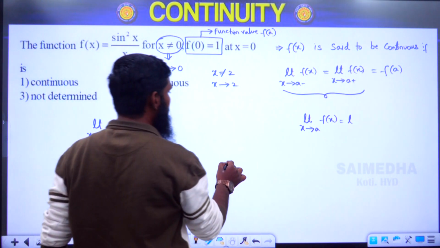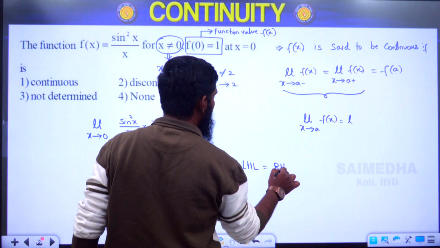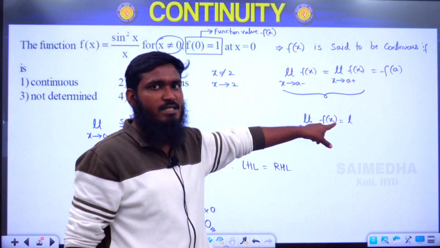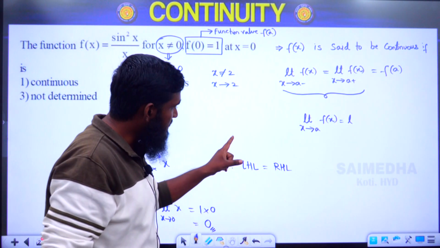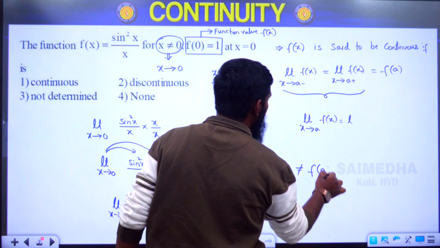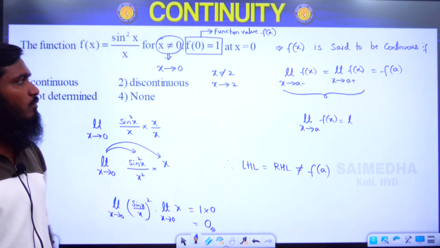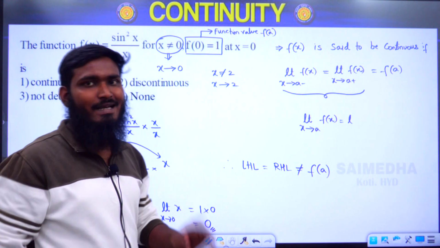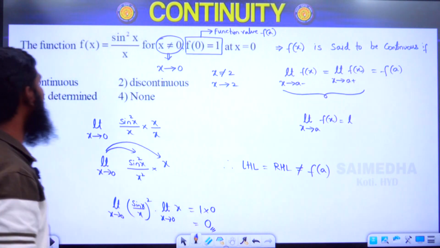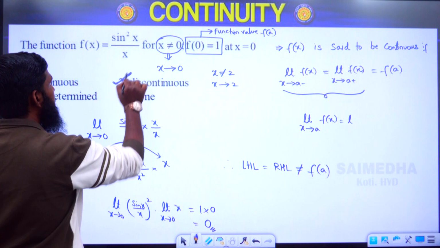Therefore LHL is equal to RHL. This limit x tends to 0 is the limit value, which means LHL equals RHL, but this LHL and RHL value is not equal to the function value. Understood? So what can we say, the function is not continuous. For the function to be continuous, all three values should be the same. So we can go with the second option, discontinuous.